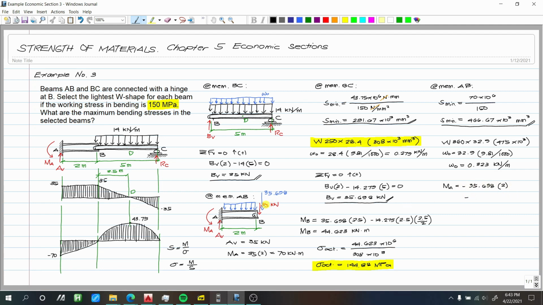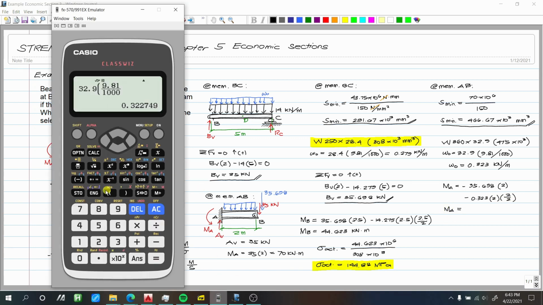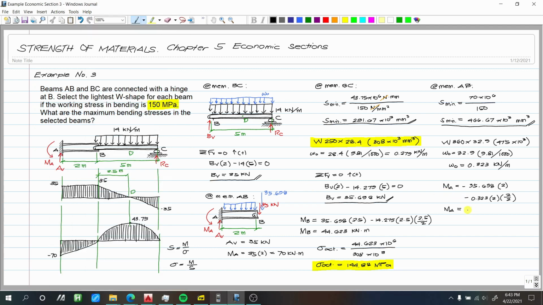Then, clockwise din ang ikot nito nung ating weight. So, that is negative rin. So, that is 0.323 multiplied by 2 multiplied by moment arm na 2 over 2. So, yung ating moment at A is negative 35.698 multiplied by 2 minus 0.323 multiplied by 2 multiplied by 2 over 2. So, this is what? Negative 72.042. Kasi negative nga naman talaga to.